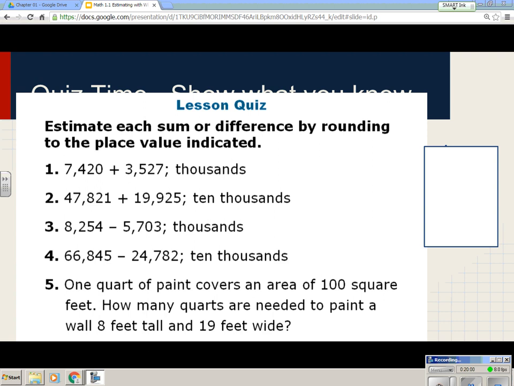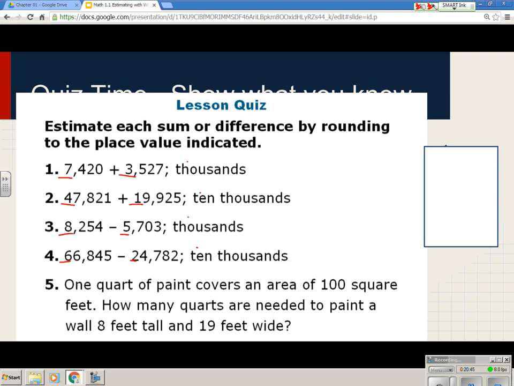All right, we made it to the lesson quiz. Now it's your turn to try to show me how prepared you are with this information. Announcements. So you have 5 problems. I expect to see each problem done in your notebook showing your work. So for the first 4, you're estimating to a specific place value. Number 1, it says thousands. Number 2, it says 10,000s. Number 3, it says thousands. Number 4 says 10,000s. So remember, thousands, 10,000s, thousands, 10,000s. Those are the numbers that are going to be not a 0. Everything else is going to be a 0.